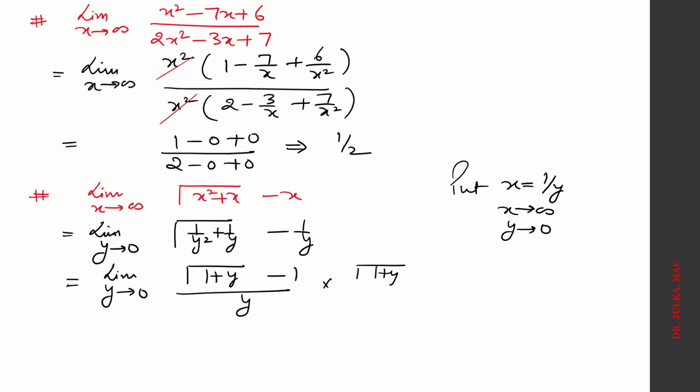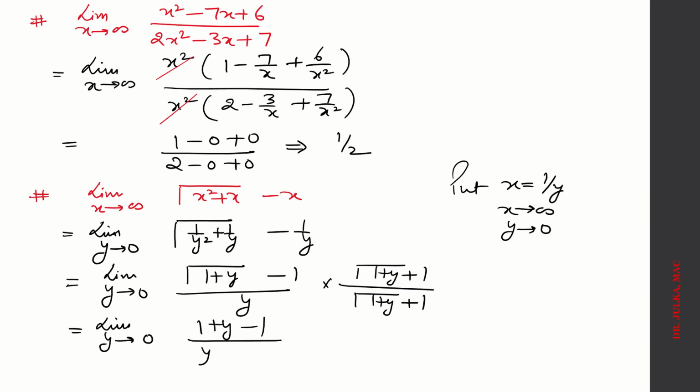The whole multiplied and divided by the root of 1 plus y square plus 1. Now in numerator we have 1 plus y square minus 1 the whole divided by y, whole multiplied by root of 1 plus y square plus 1. Cancel y by y and replacing y by 0, we will get the answer 1 by 2.